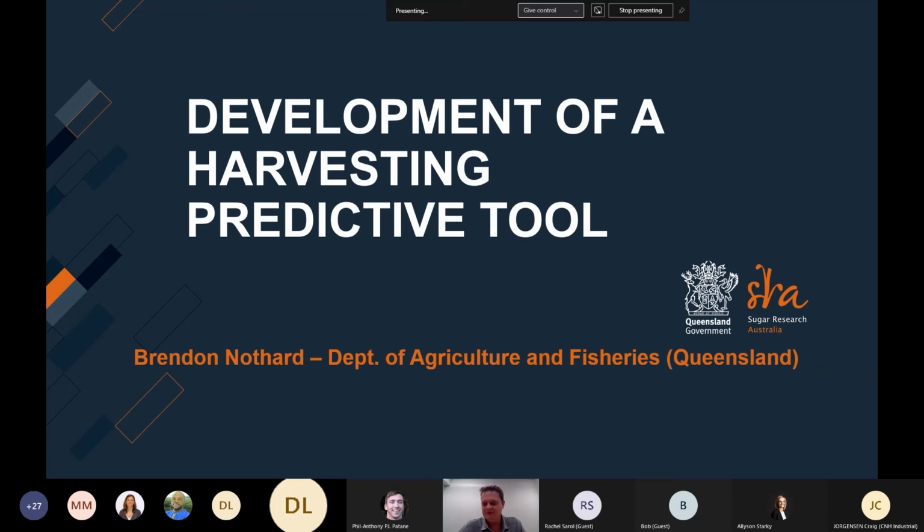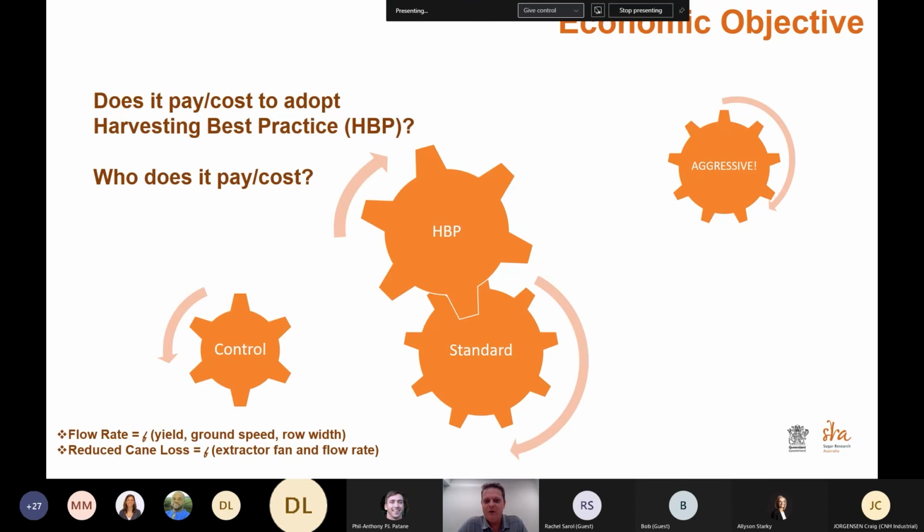I'll start there. If we go back to 2017, the reason why the department was asked to get involved in the project was specifically around the economics and dealing with some of the uncertainties around the cost changes when going to harvesting best practice. Quite interestingly, there were a couple of numbers being thrown around in industry at the time, but there wasn't a lot of work that had been done around the overall cost of harvesting. There were a few authors that had published papers around labor cost changes, but there wasn't a lot to go on.